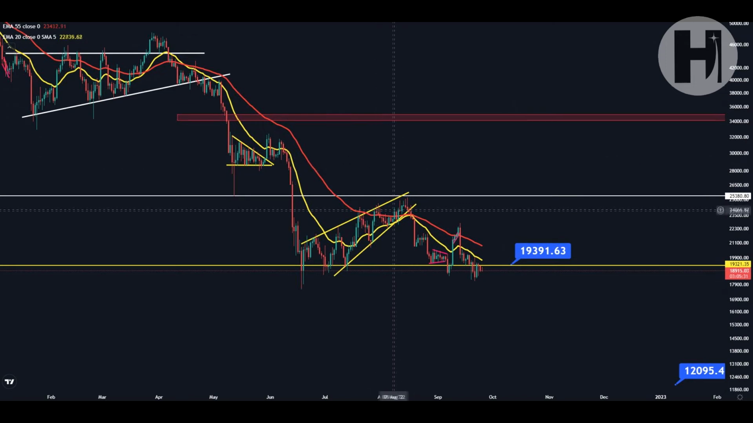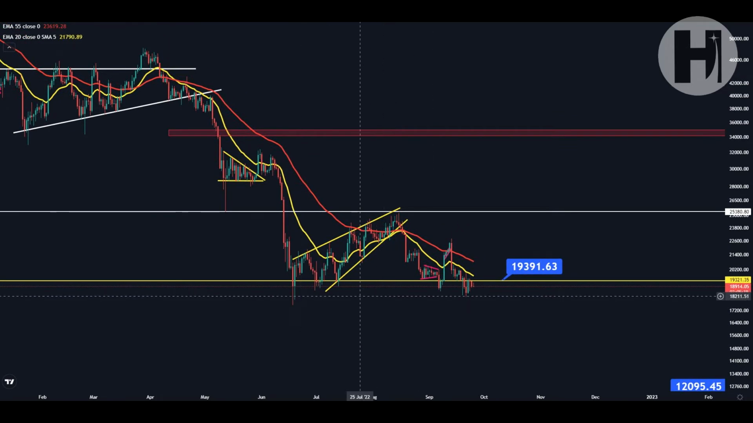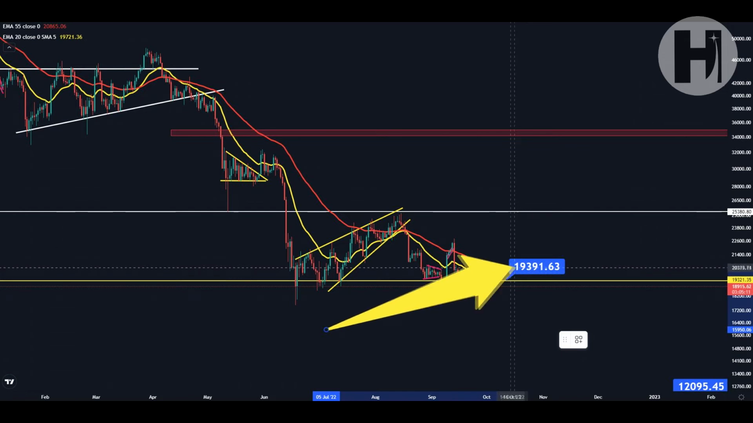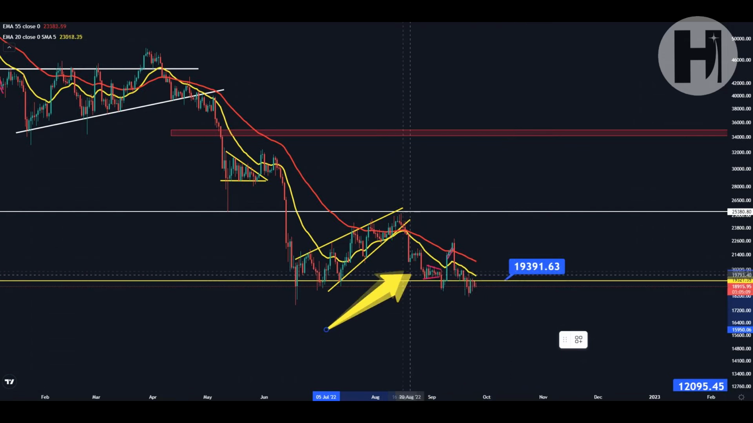We have seen that happen previously, and it is possible, right? If you have some sort of a pattern, you don't have a 100% guarantee that the pattern is going to play out exactly the way it is supposed to. But a lot of the times, it actually does happen. For instance, here, you can see that our technical target was at $19,400. And as you can see, that is exactly where we landed.